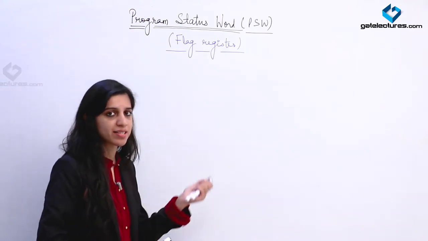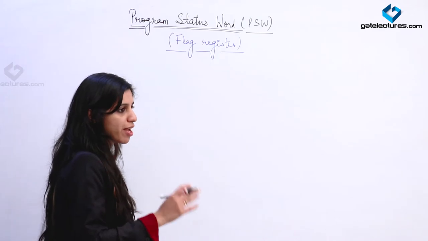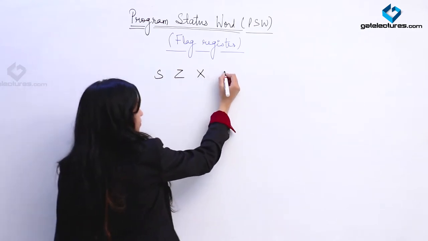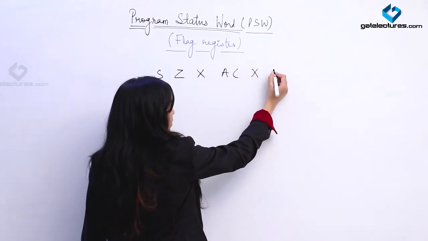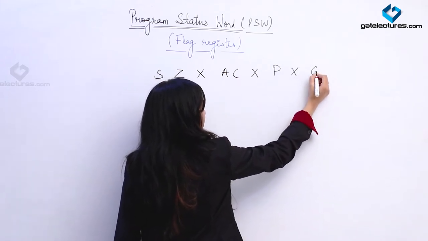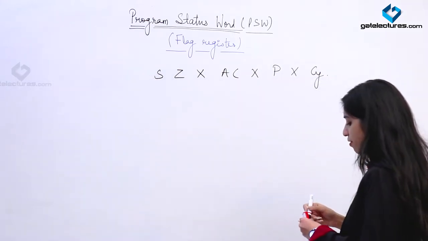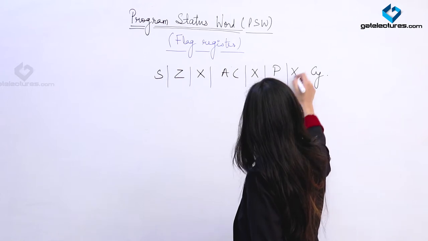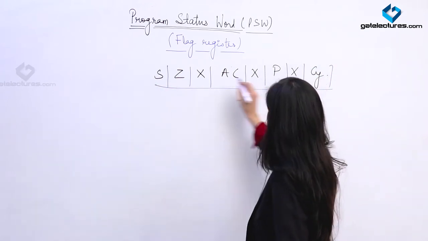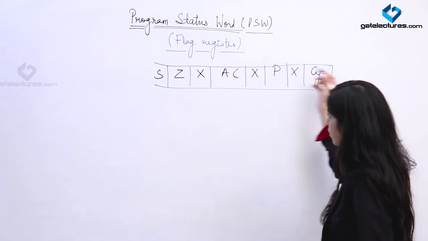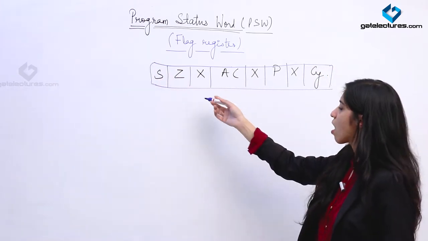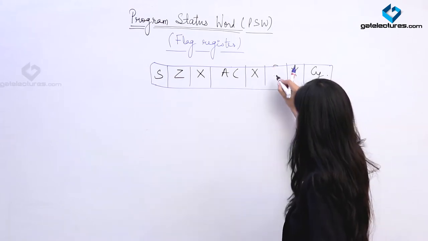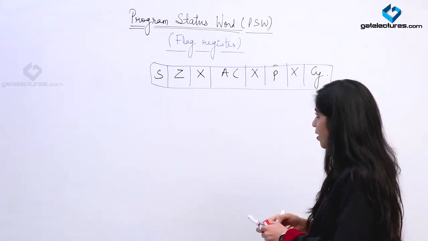Firstly, we are going to look at what all flags are present in 8085. So we are having 5 flags which are placed like this: S, Z, then this is don't care, auxiliary carry, don't care, parity, don't care, and carry. So basically we are having 5 flags, and since the accumulator is an 8 bit long register, this is how the 5 flags are placed. Okay, S, Z, X, AC, X, P, X, CY.